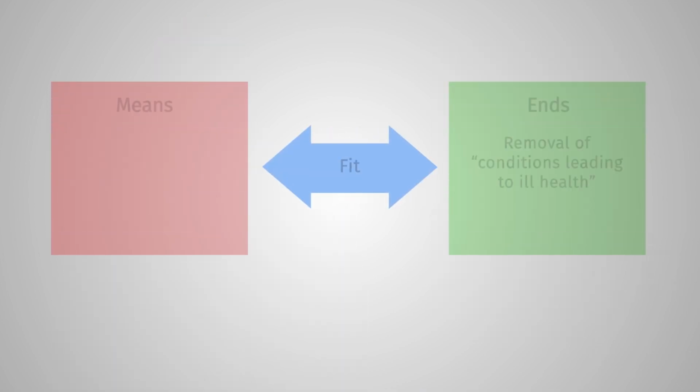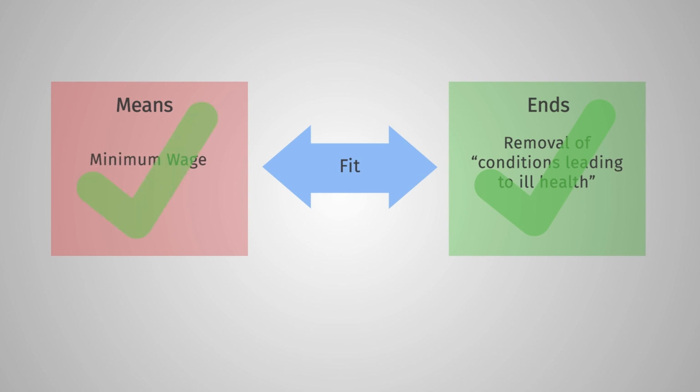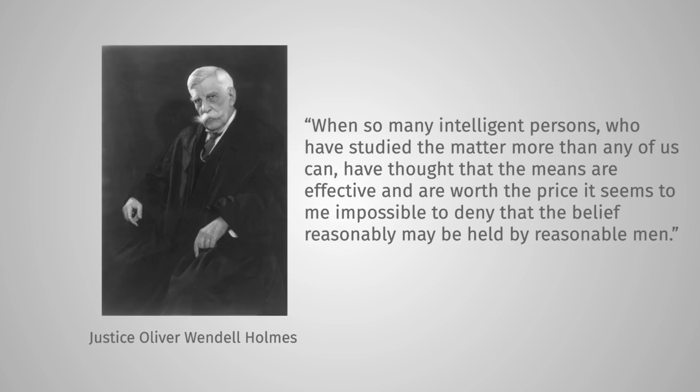First, he said that the ends of the law, that is, the removal of conditions leading to ill health, were permissible. Second, he observed that the means, a minimum wage, were likewise permissible, because such laws were used across the country. "When so many intelligent persons who have studied the matter more than any of us can have thought that the means are effective and are worth the price, it seems to me impossible to deny that the belief reasonably may be held by reasonable men."